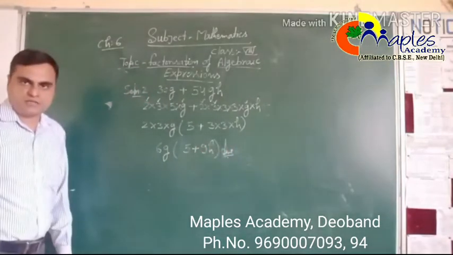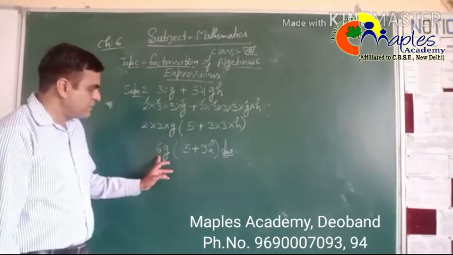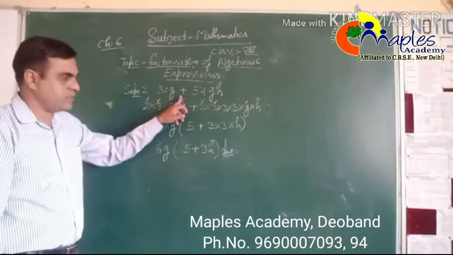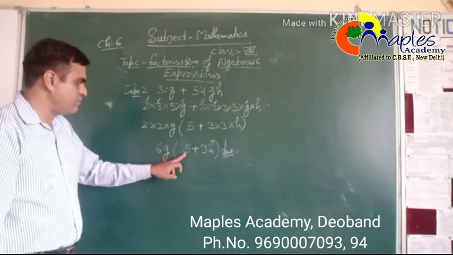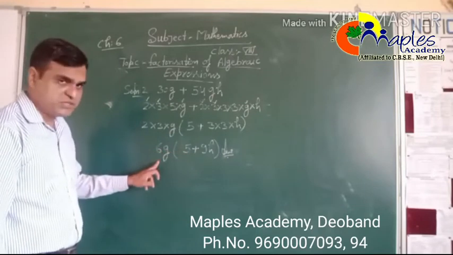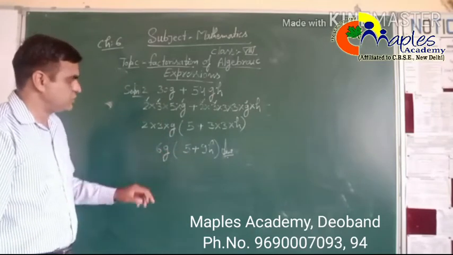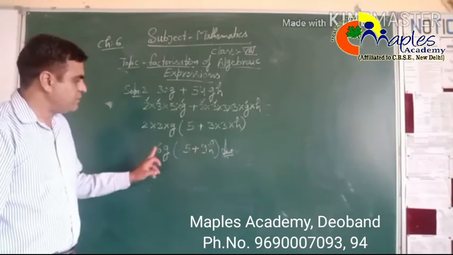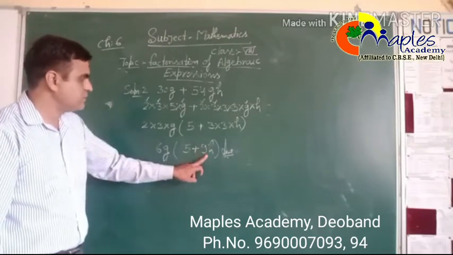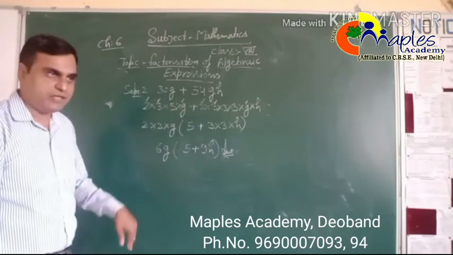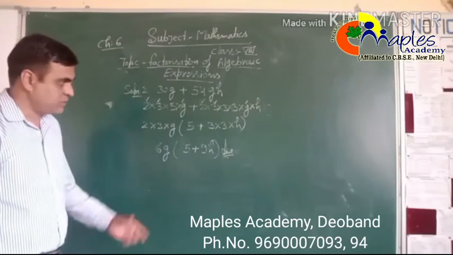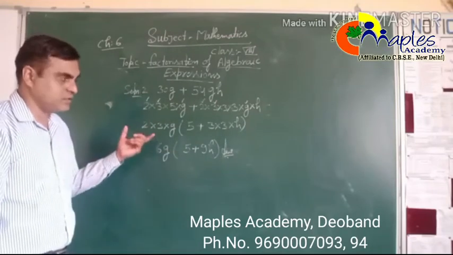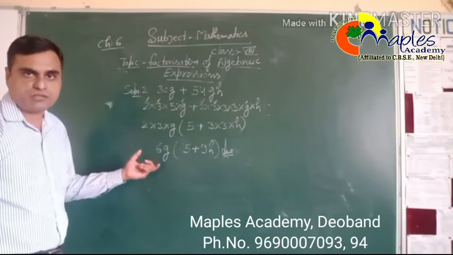How can we check whether our answer is right or wrong? When we multiply these numbers, we should get the same expression. When we multiply 5 by 6g, 5 times 6 is 30, so we get 30g. And when we multiply 9 by 6, how much do we get? 54gh. We get the same value. This is how we can check whether our answer is right or wrong.